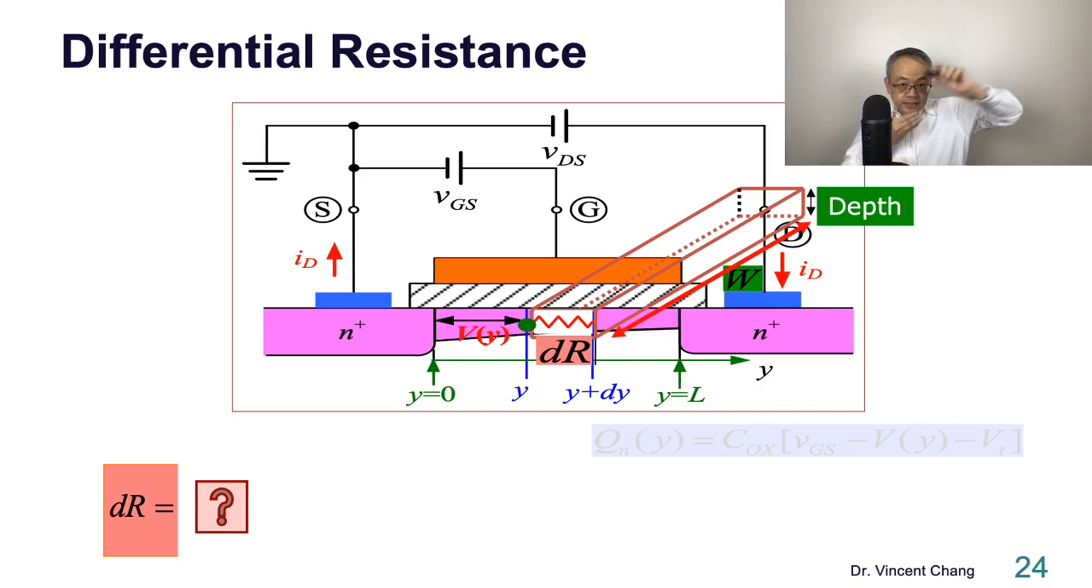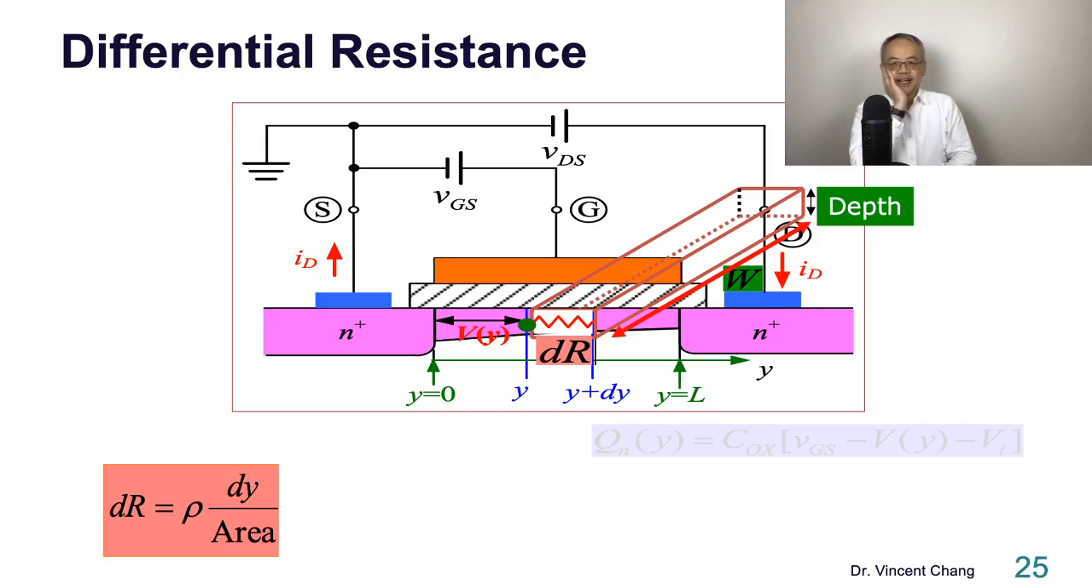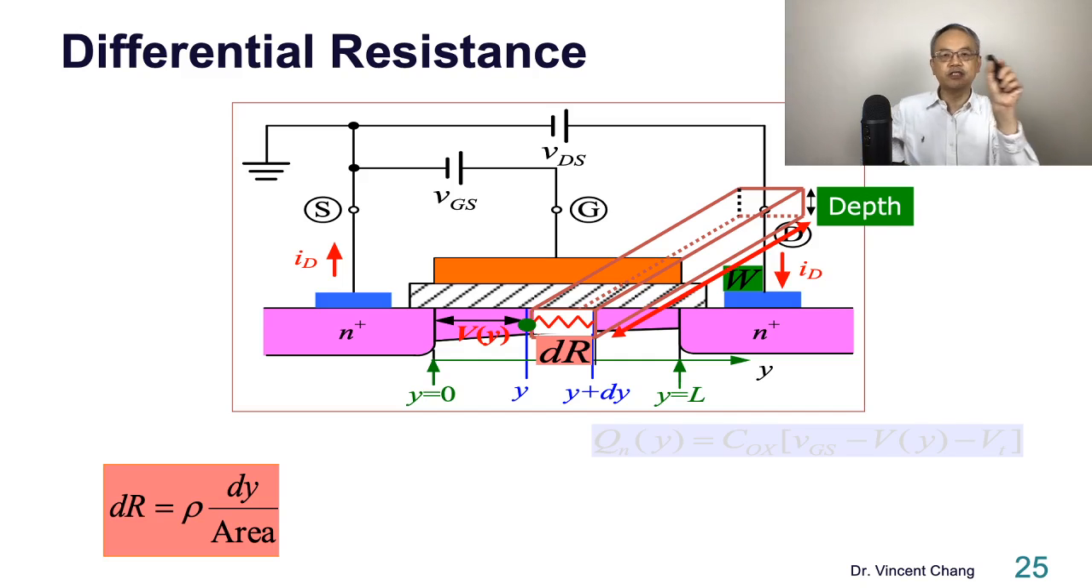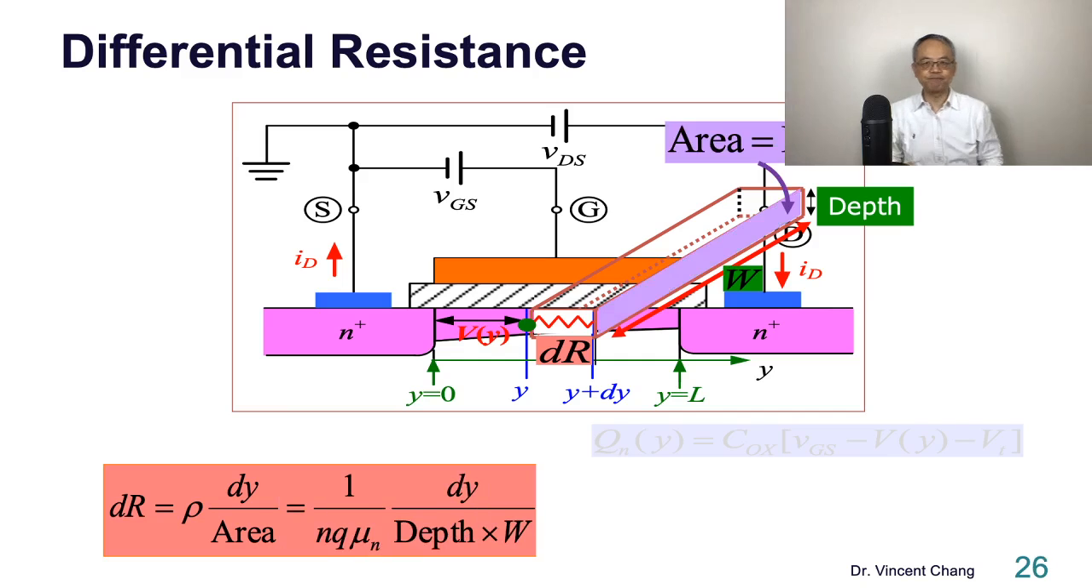This is the depth, the channel depth, and this is channel what? Channel width. So channel depth, the depth of the surface inversion layer. As I just mentioned, the linear resistance is proportional to length, which is dy, and inversely proportional to the cross-sectional area. And the coefficient is what we call the resistivity.